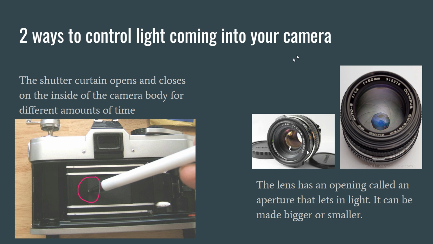So a camera lens works in the same kind of way. You can make it bigger, you can make it smaller. When it's bigger, it lets more light in. When it's smaller, it lets in less light.